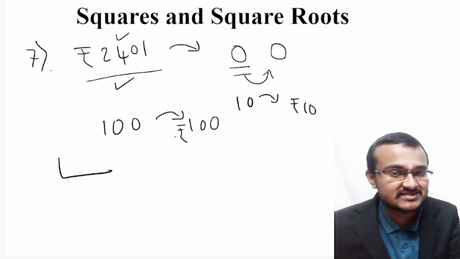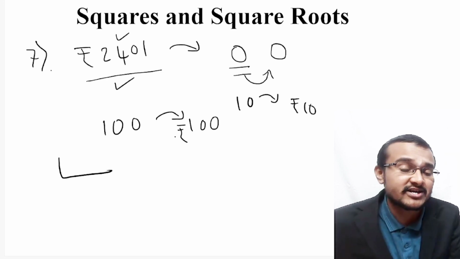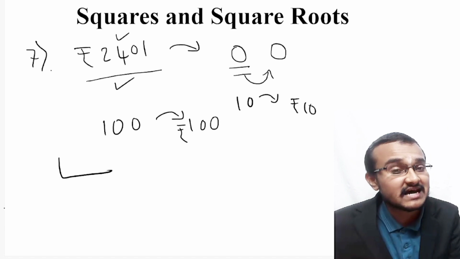So here 2401 is there. Just find the perfect square, the square root of this 2401, and you will get the number of students in that particular class.